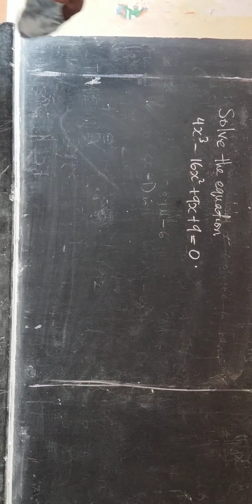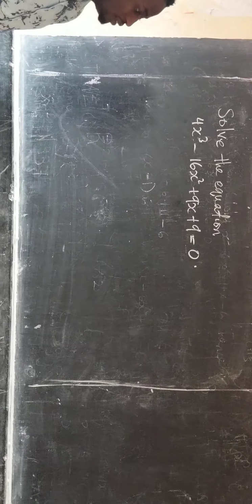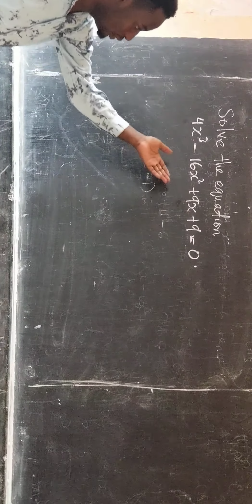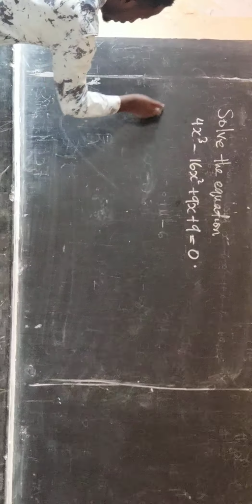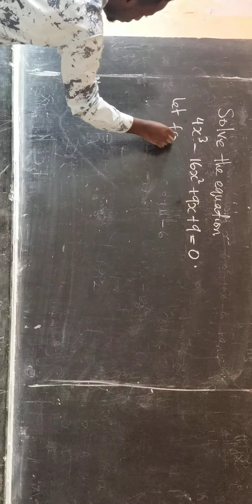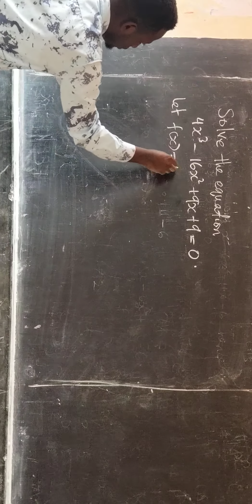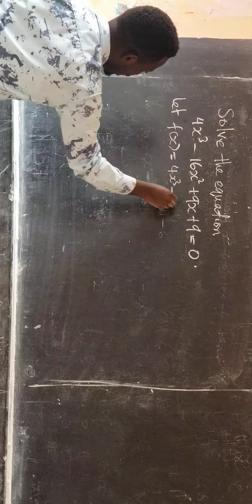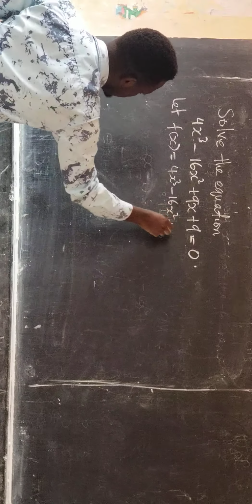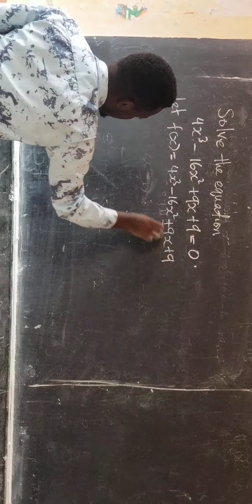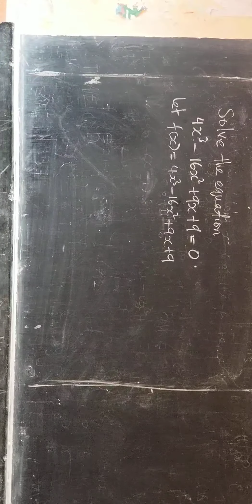Let's try out this one. We want to solve the equation. We have said if we want to solve this equation, we need to factorize it first. When you factorize it first, then we can easily equate it to 0. So in our factorization, we are going to say let our f of x equal to 4x cubed minus 16x squared plus 9x plus 9. So we need to first factorize this.